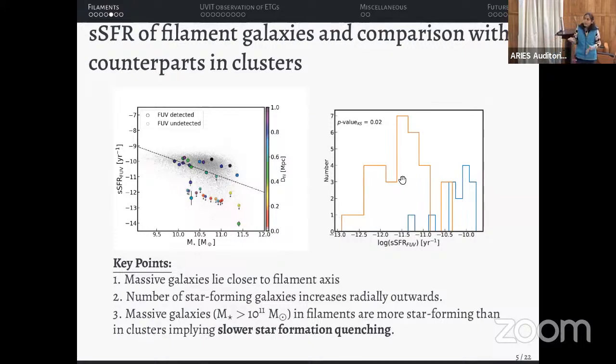I did a few statistical tests on the sample to find whether these two belong to the same population, or whether there's a difference in specific star formation for the two galaxies belonging to different environments. What I find is these two populations come from different parent populations, which tells us that the star formation quenching in cluster galaxies is more than in the filaments. It's a small sample size, 18 galaxies.